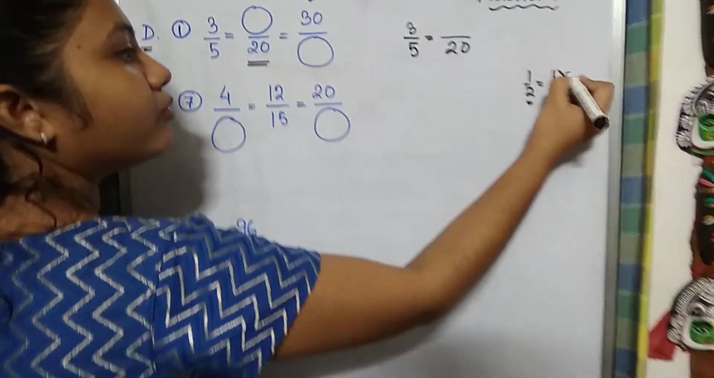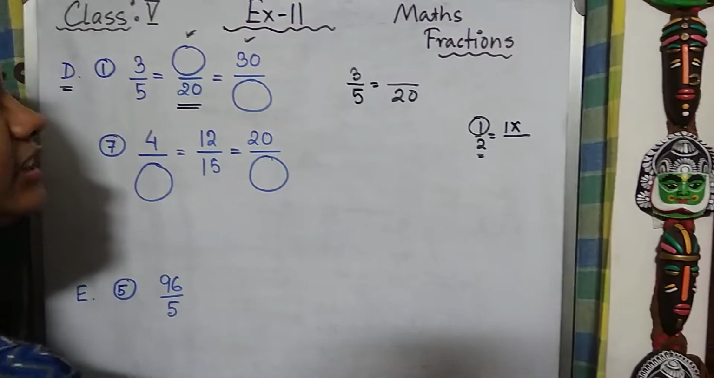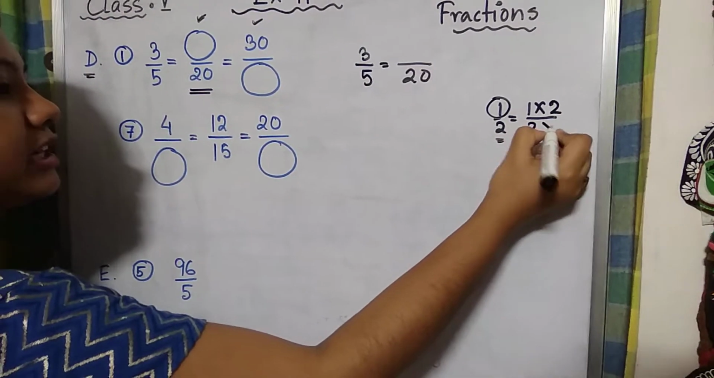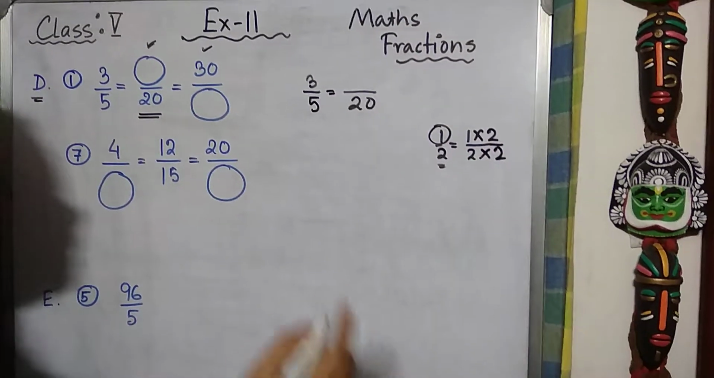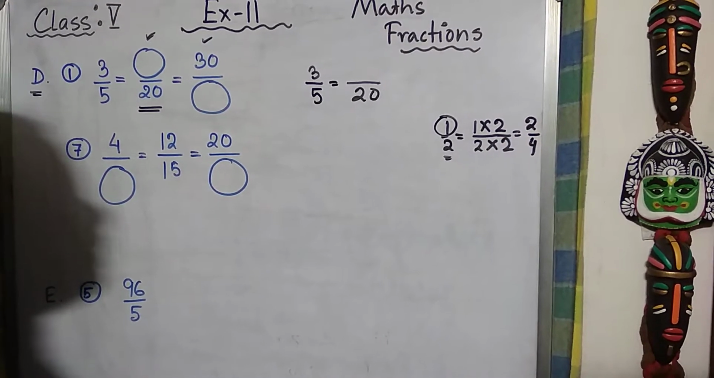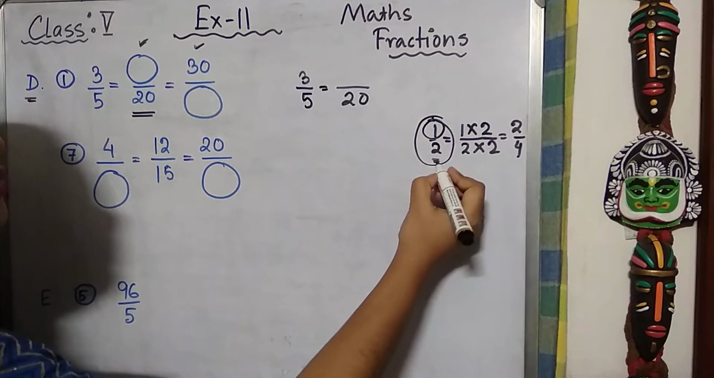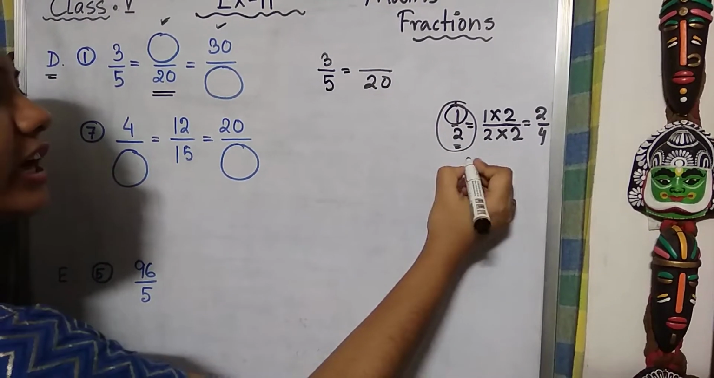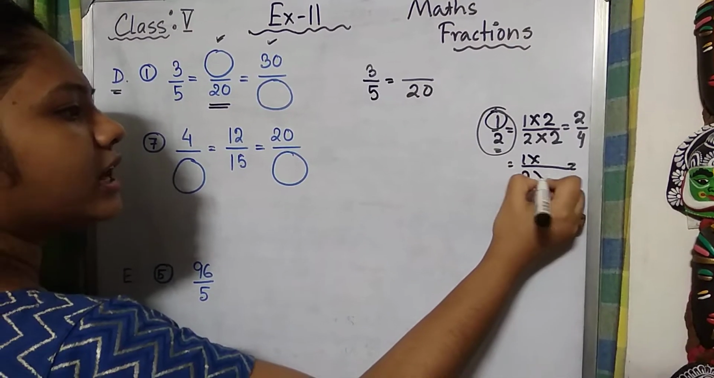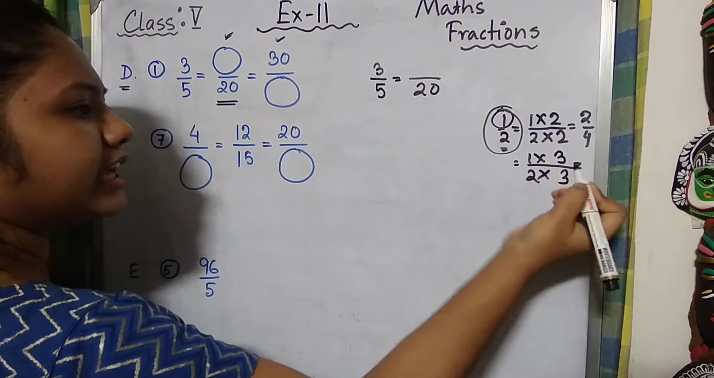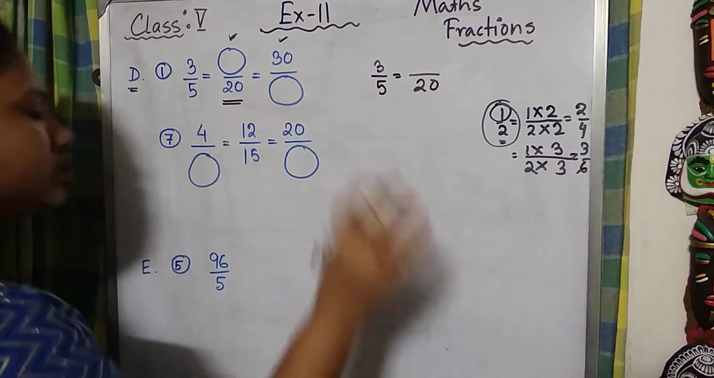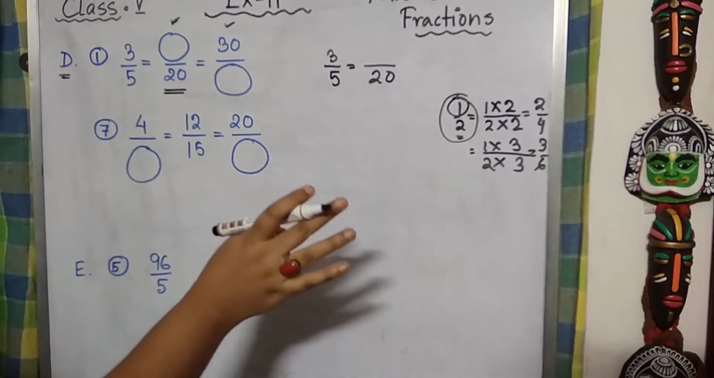So if we take 1 that is standing in the numerator here, let's multiply both the numerator and denominator by 2. Then it gives 2 by 4. So we can say 2 by 4 is the equivalent fraction of 1 by 2. Similarly, we can find many other equivalent fractions by multiplying the numerator and denominator by the same number, like 3. So 3 by 6 is another equivalent fraction of 1 by 2.